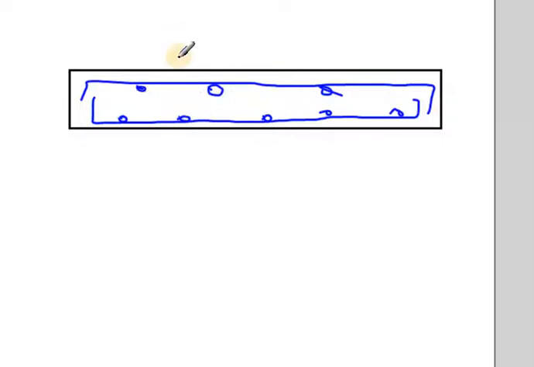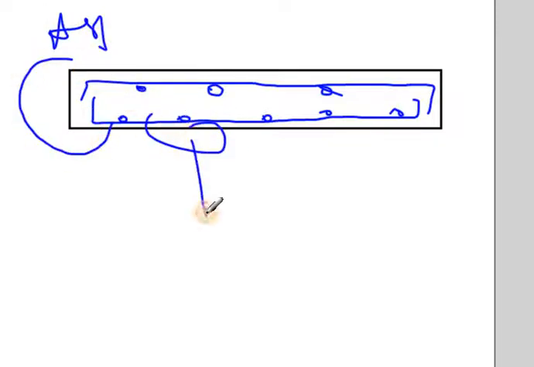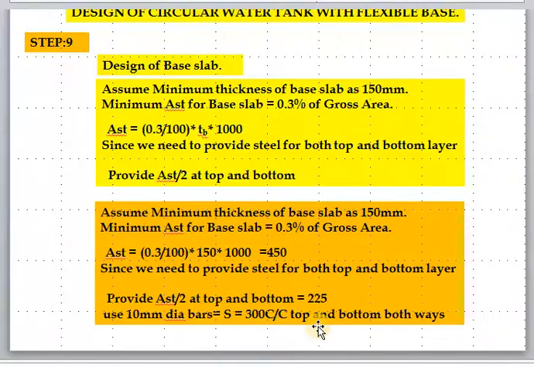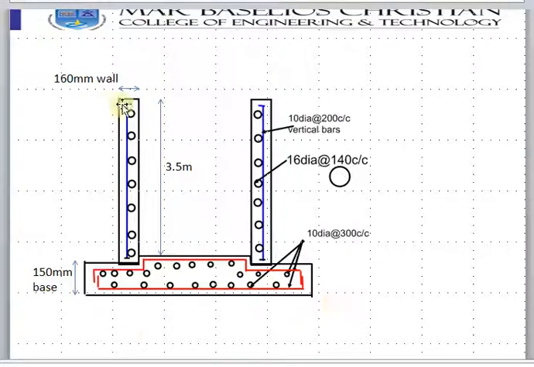What is happening is that what we got as AST is for both sides actually. So for one side we will get only AST by 2. That is what we need to keep in mind actually. So that is AST by 2. Top it is 225 divided by 2, 225. You can use these 10 mm diameter bars. Spacing you can find out.